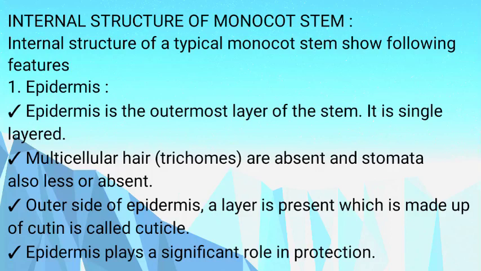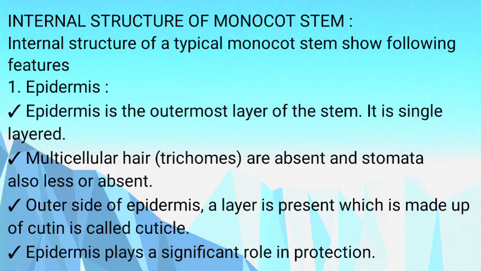Under this, the very first one is epidermis. Epidermis is the outermost layer of monocot stem. It is uniseriate, or single layered. Multicellular hairs, which are called trichomes, are absent. Stomata are also very few in number or may be absent. Outside of the epidermis, a layer made up of cutin is present, called cuticle.